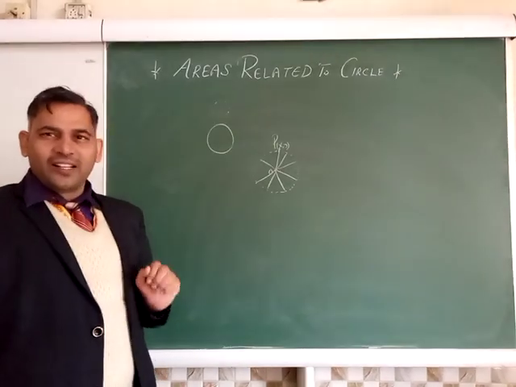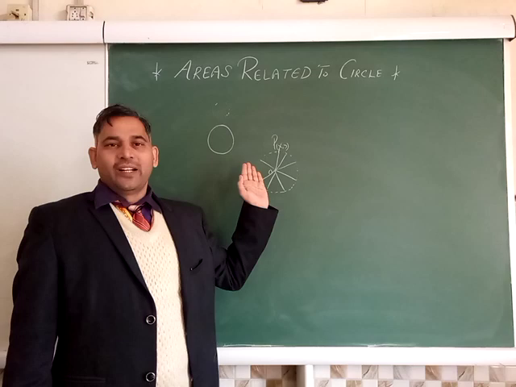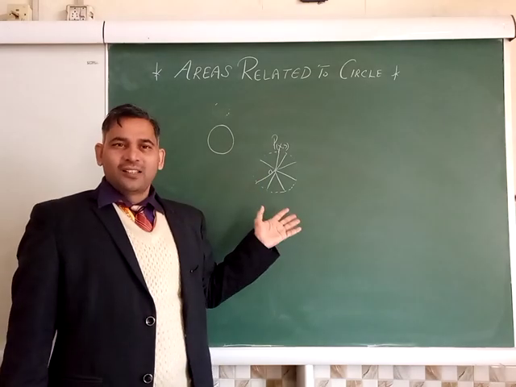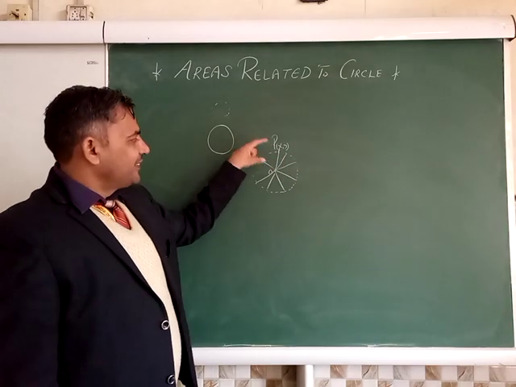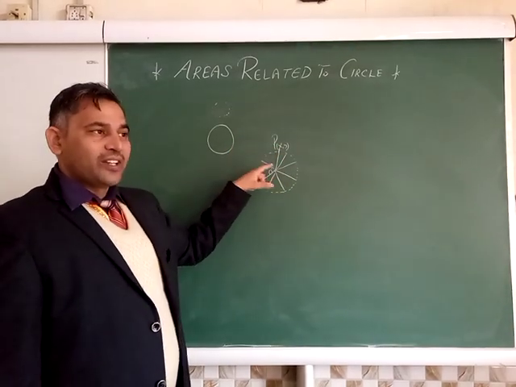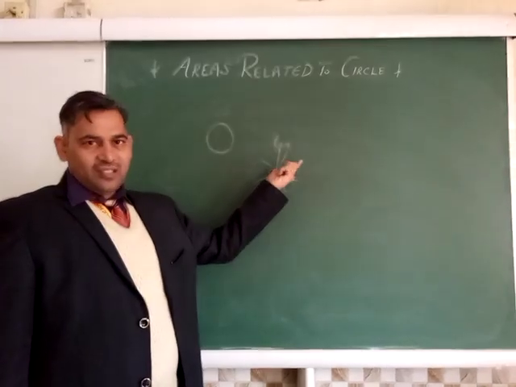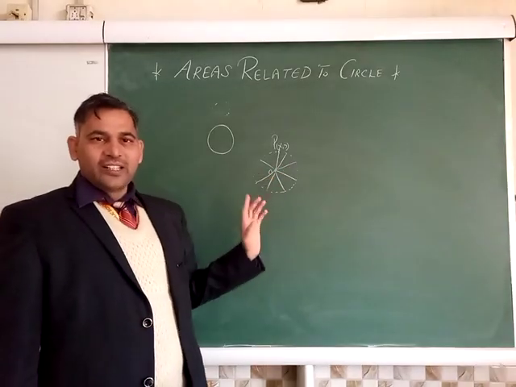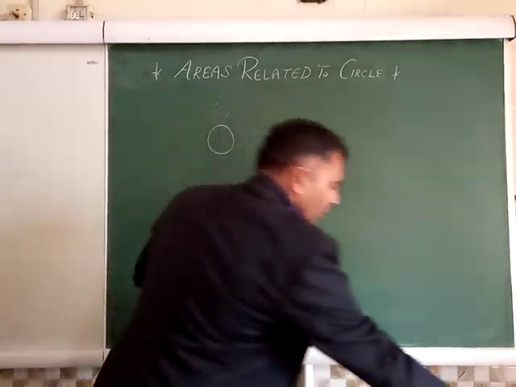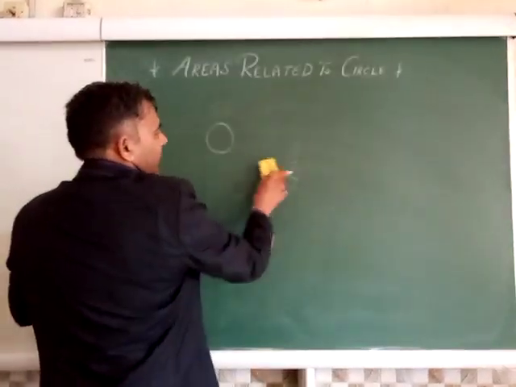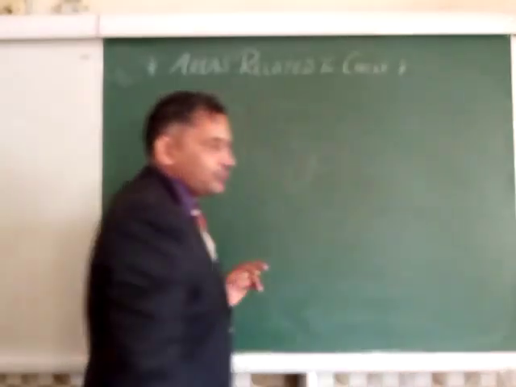So I hope the definition is clear. Circle is the path of the moving point. The point moves on a path such that its distance from a fixed point, fixed point means center, is always constant. That is known as the circle. Now it is clear. Now some important formulae which you will learn in this chapter.